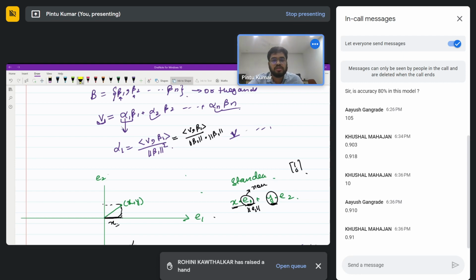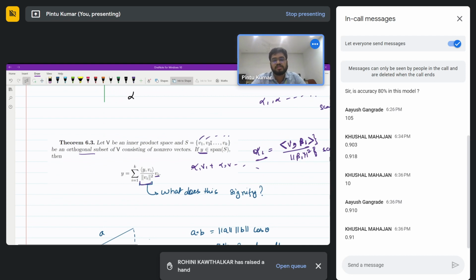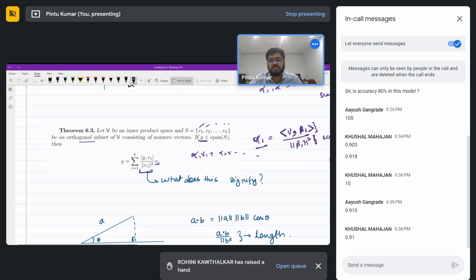If you just look at this portion and ignore the other part, this is nothing but the projection of your vector v onto the vector beta 1. The other beta 1 comes into the picture because you want to normalize the vector in which you are representing. So this is what the theorem is saying: if you have v1, v2, up to vk as an orthogonal set, then you can write y as the inner product of y with vi, divided by the norm of vi squared, into your vector vi. This vi gives you the direction, right?